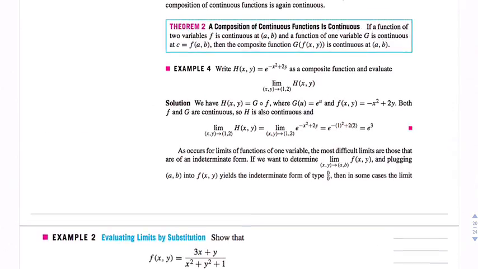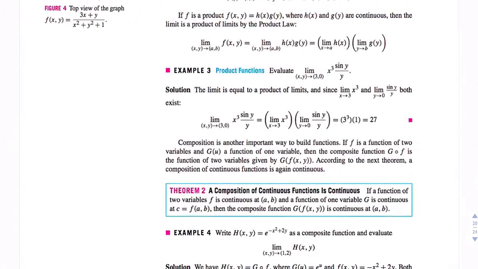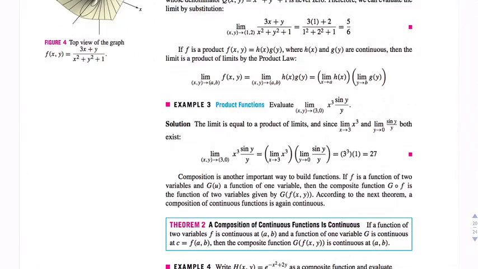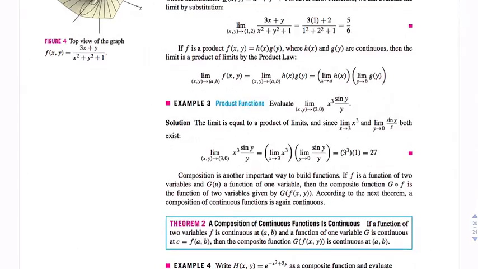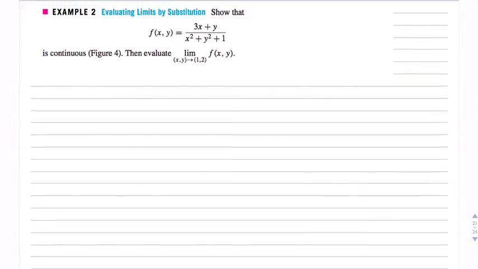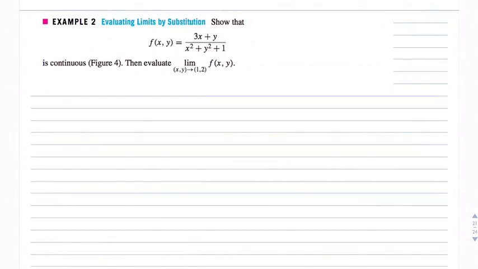So notice that the top is a polynomial and the bottom is a polynomial. Yeah, the top is a polynomial, but the bottom. Well, here, let's look at each one.